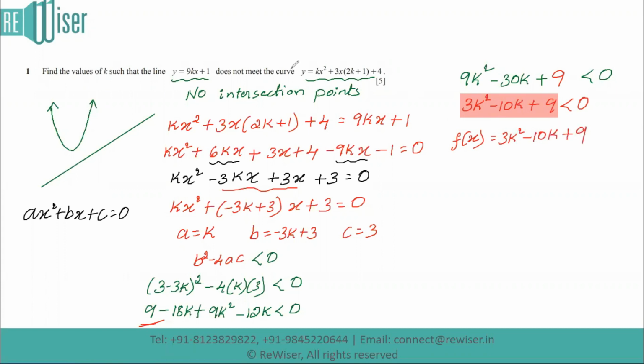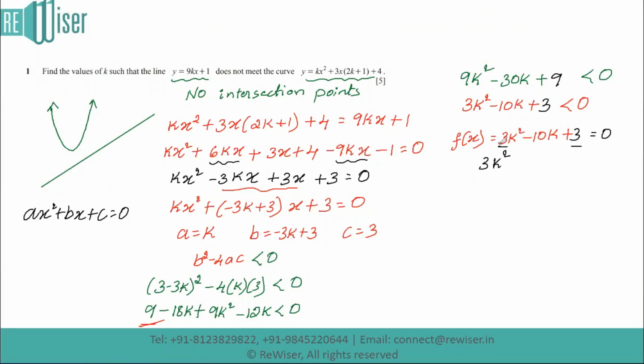And whenever it's a quadratic equation, we can just equate it to 0 and find the roots first. Oh, here it is 3, not 9, because we are dividing throughout by 3. So here too it has to be 3. And I'm going to solve it by splitting the middle term.